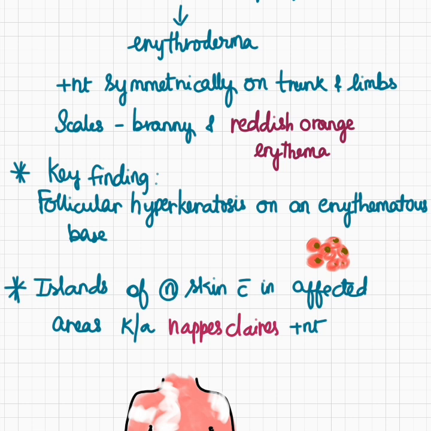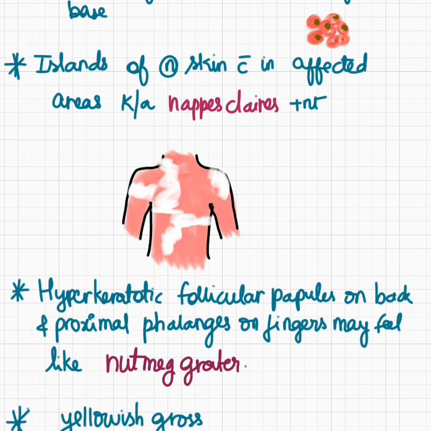Islands of normal skin within affected areas, known as nappes claires, are present. So here in the sketch below, the whiter areas are the uninvolved skin. They have sharply defined margins. These margins are because of the surrounding affected areas which appear orange or reddish, and these unaffected areas with well-defined margins are called nappes claires.